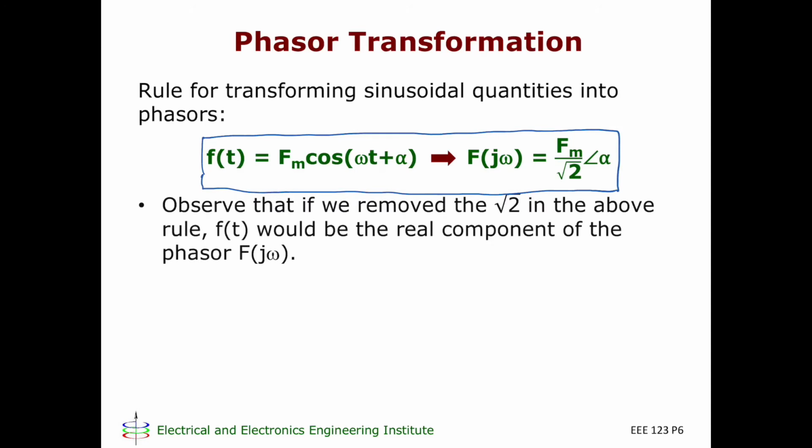Observe that if we remove the square root of 2 in the above rule, f of t would be the real component of the phasor f of j omega. Recall from the previous slide that the real component of f of j omega would be f_m over the square root of 2 cosine of omega t plus alpha. So if I compare this to this, they would have been exactly the same if I had removed the square root of 2.